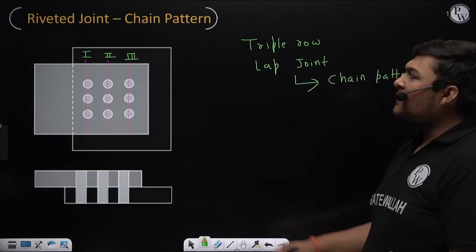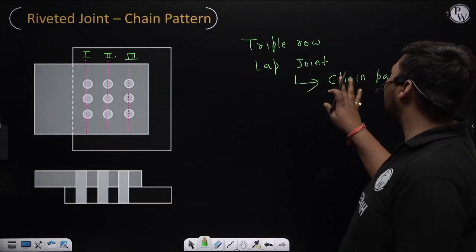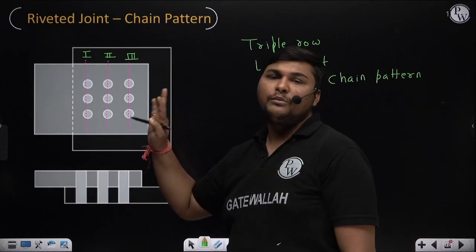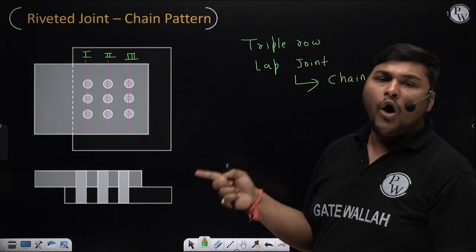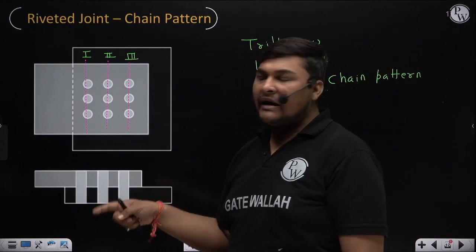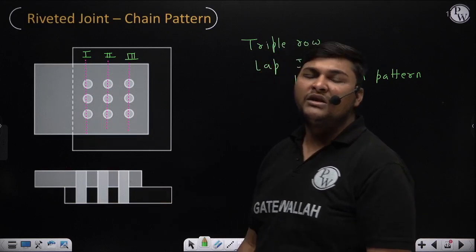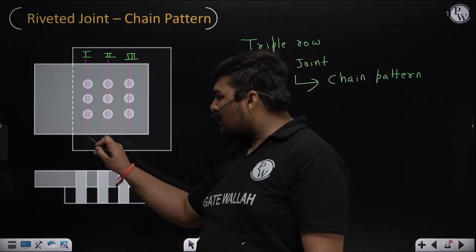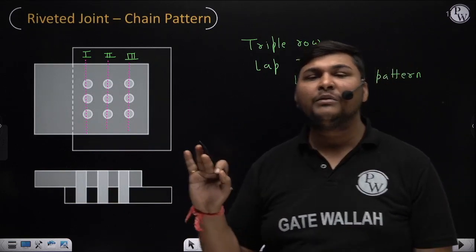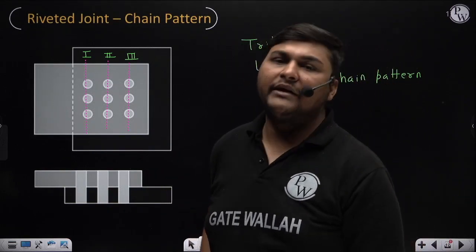So if the examiner has mentioned a triple row lap riveted joint with chain pattern, you can draw this diagram by yourself. We need not give this diagram. Only one thing we need to mention is how many rivets we are using in each row. Like here in each row we have used three rivets. If we are using four rivets, one more rivet we will make. But the arrangement of rivets in each row will be the same if we are talking about chain pattern.